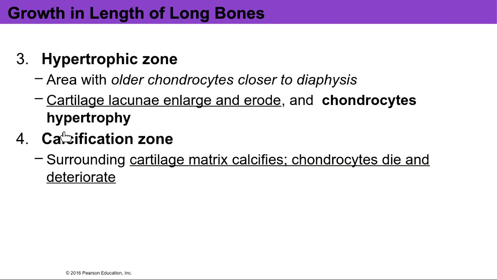So the next zone closest to the diaphysis is the calcification zone. Again, look at the name of the zone to tell you what's going on in it. In the calcification zone, we're having calcification. Here, chondrocytes are continuing to die off, and we're having calcium deposition happen. So we're having the actual conversion of cartilage to bone at this point.